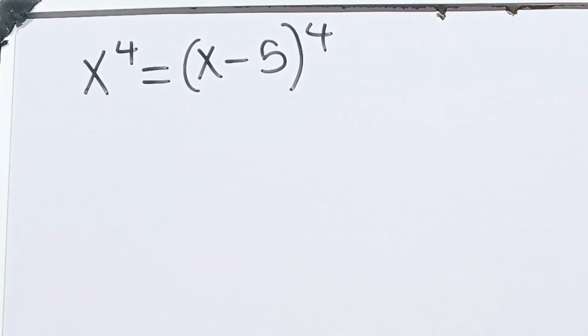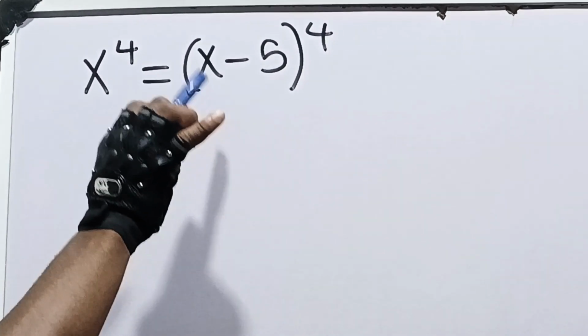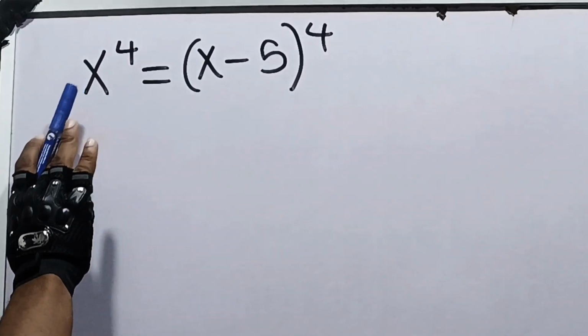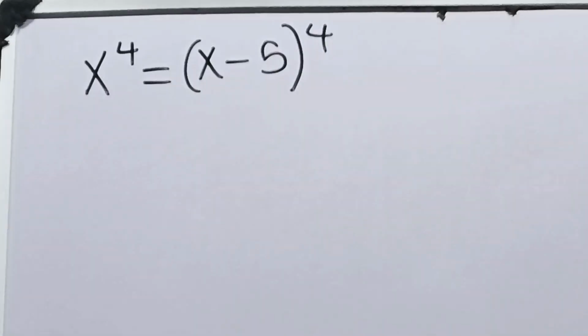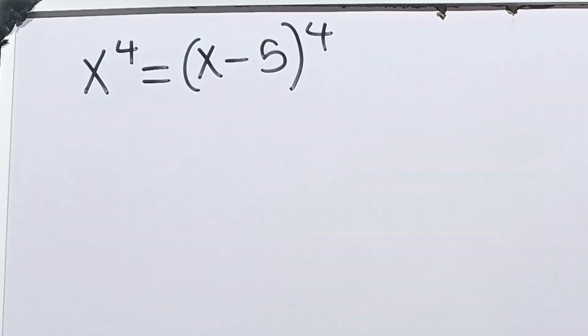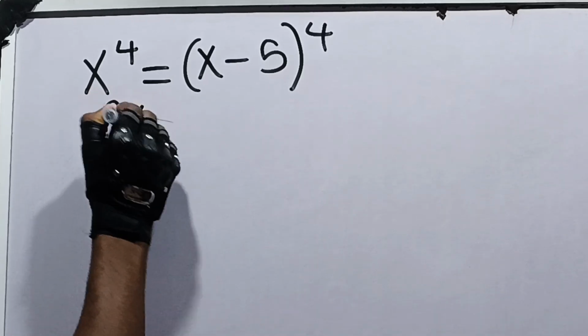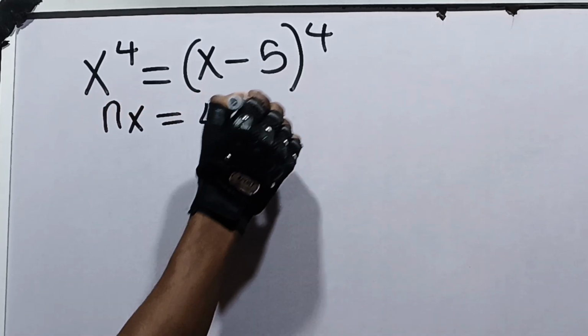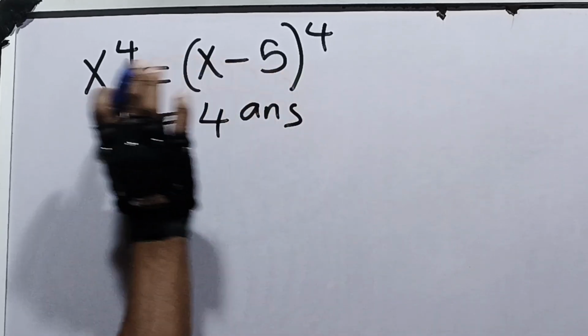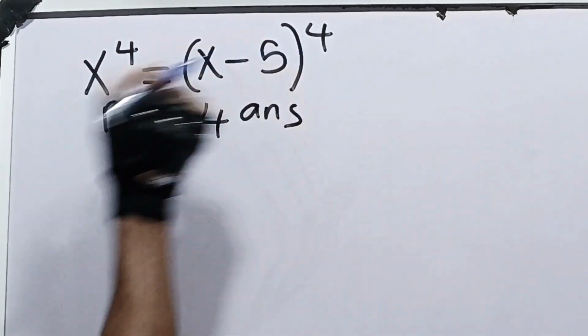Let's solve this together. It says x raised to the power 4 is equal to (x minus 5) raised to the power 4. We're going to solve for the value of x in this equation. First things first, we should note that x here should have four answers, because the highest power of x here is 4.